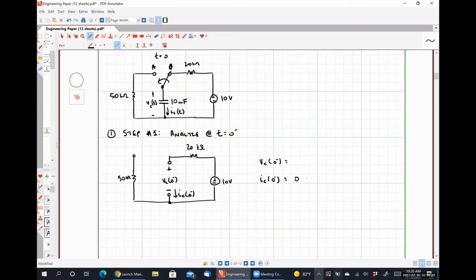Exactly right. We should observe that the current flowing through a capacitor at DC steady state, at any time prior to our switch opening up, will always be 0 amps because it represents the current flowing through an open circuit. Make sense? Yeah. All right, so what can we say about the voltage now? The current flowing through the 20 kilo ohm resistor is the same as the current flowing through the capacitor, which means there's no voltage drop across that 20 kilo ohm resistor.